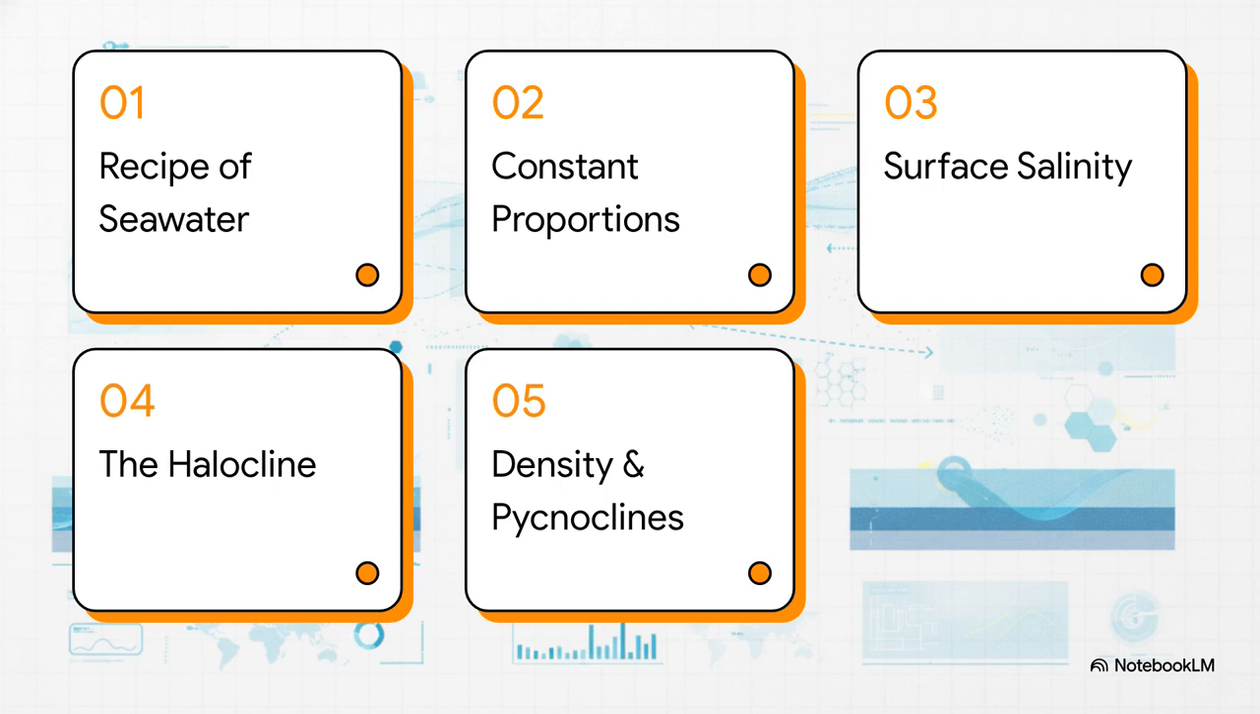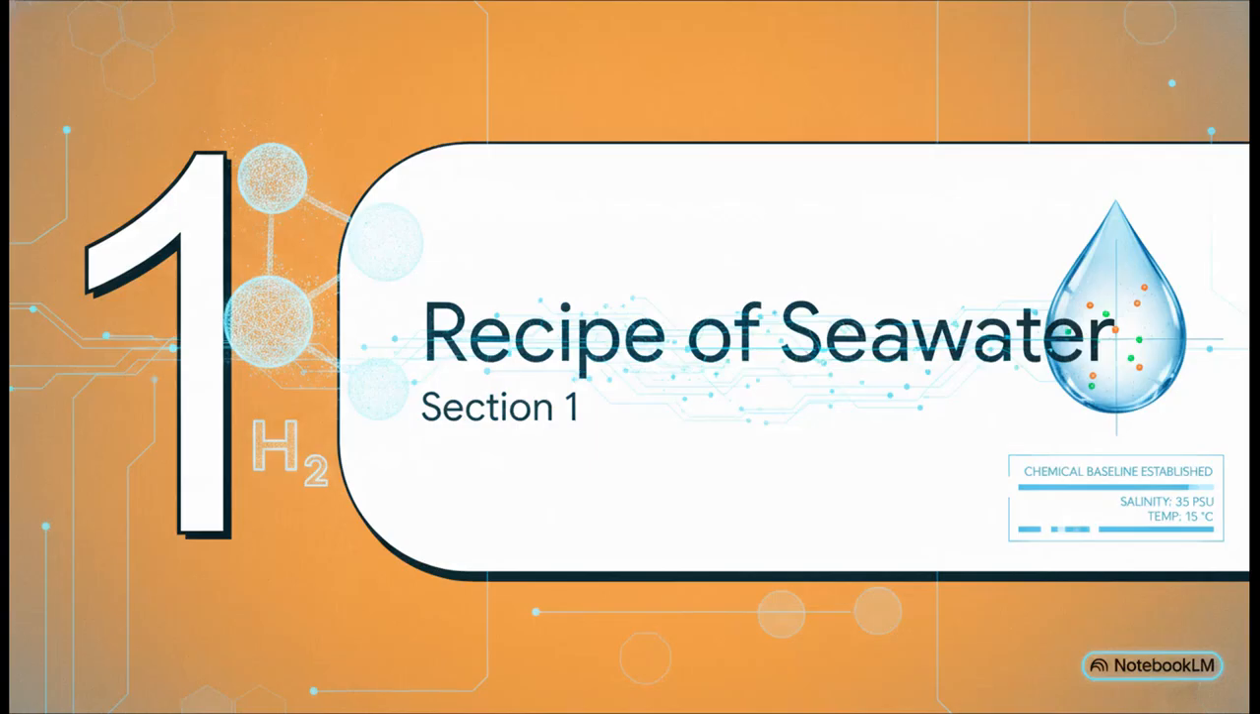We'll start with the recipe of seawater, then move on to the constant proportions principle. After that, we'll map surface salinity across latitudes, dive deep into the halocline, and wrap up with density, thermoclines, and pycnoclines. Let's jump right into part 1, the recipe of seawater.